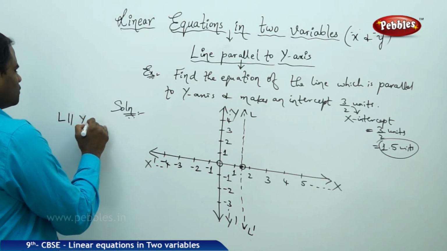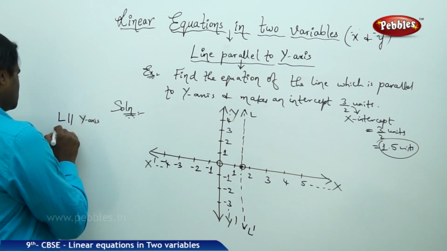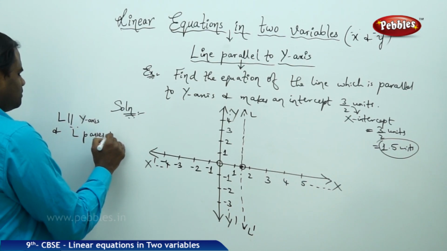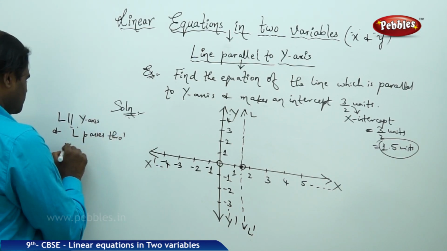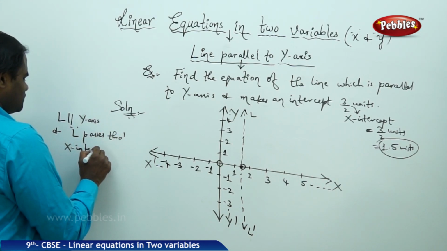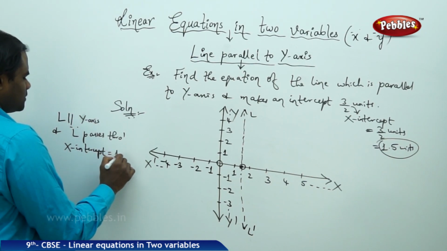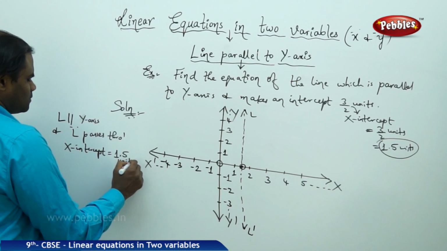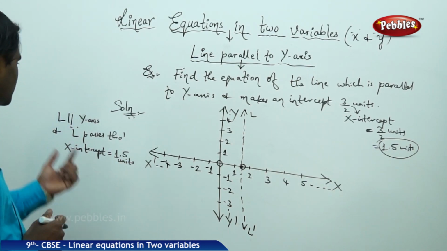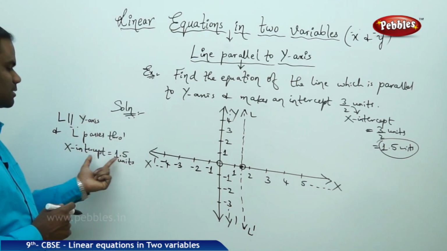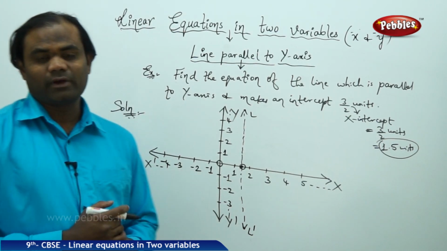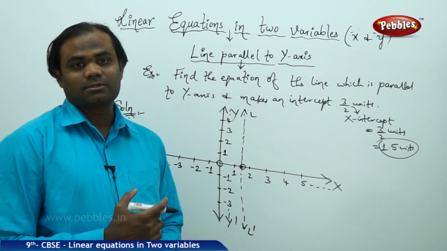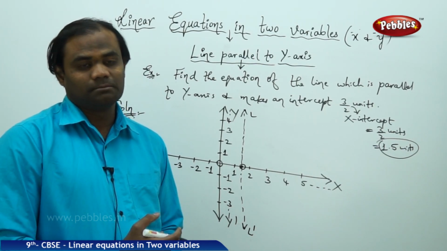L is parallel to y-axis and L passes through x-intercept equals 1.5 units. Therefore, the line L passes through the x-intercept, which is 1.5 units. So let's use the formula. Now comes the importance of the formula.